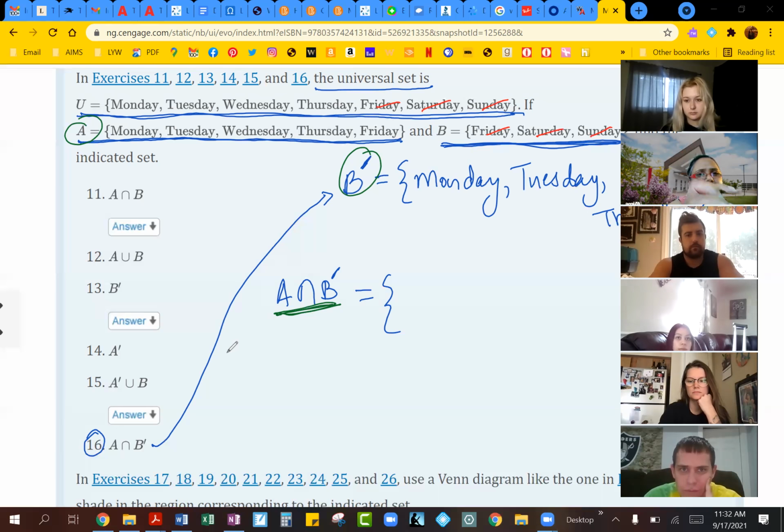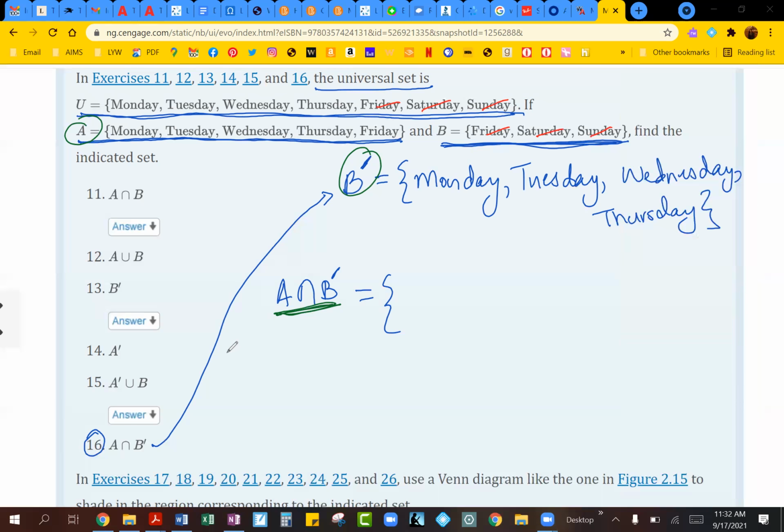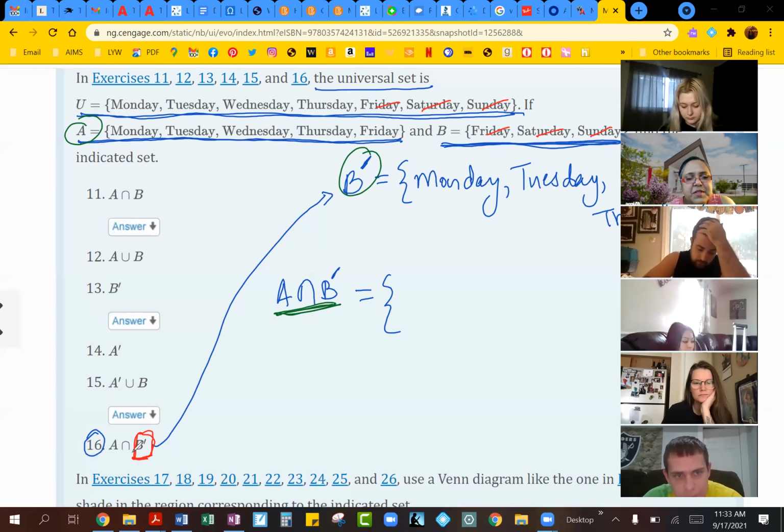Friday is the only common one between A and B. So that's kind of what I was thinking. Okay, but remember, you're not using set B, you're using the complement of set B, because you can see this is about B prime, right? Not just set B itself. Because look at that, you've got B prime. Yeah, so since you went with A and B, that would be the correct answer. But since they're specifically asking us for B prime, you can see how that would be incorrect.